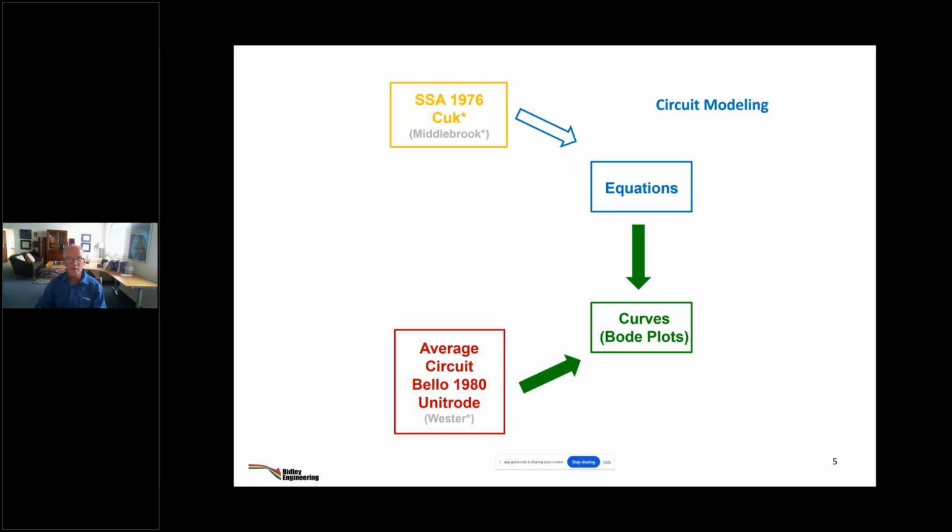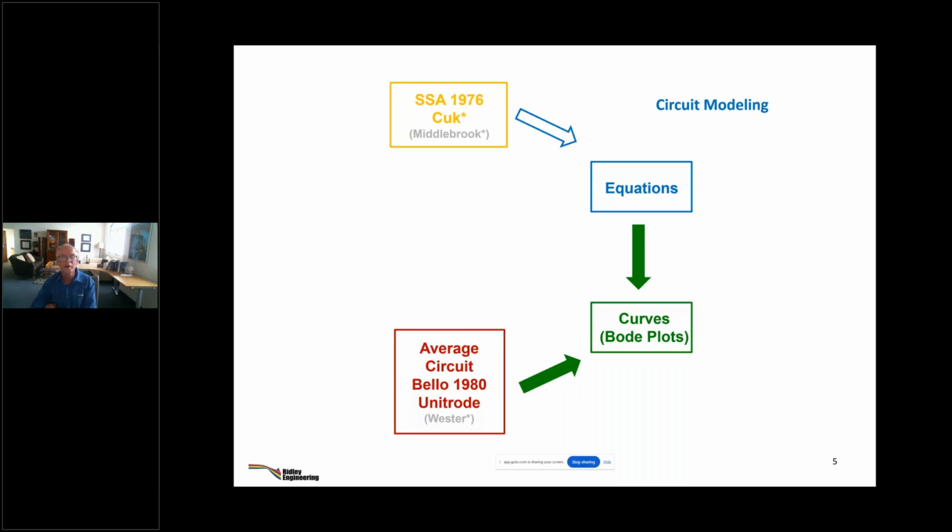And Unitrode always did a good job of having their finger on the pulse of the industry. They gave people what they needed to get the job done. And what they needed was a quick way to do it with this average circuit model. So I would say the red approach here from Bello's circuit model was used by more than 90% of the industry. Maybe 2% of them went through state space averaging, and then the rest of them just said, well, we'll leave control up to somebody else.